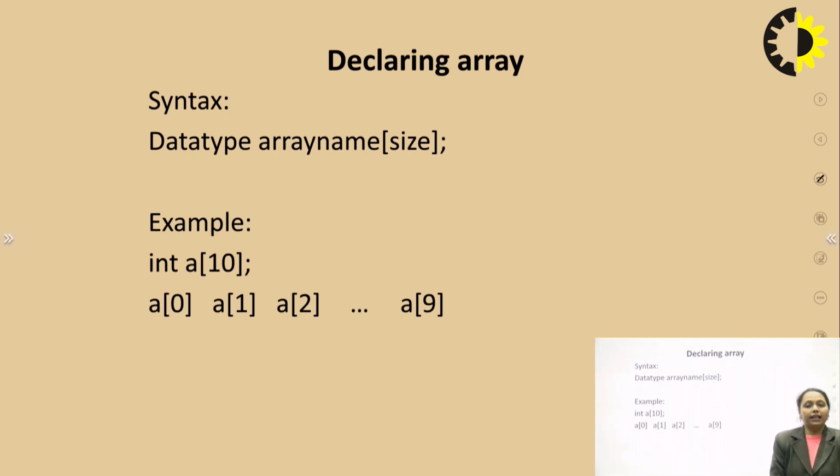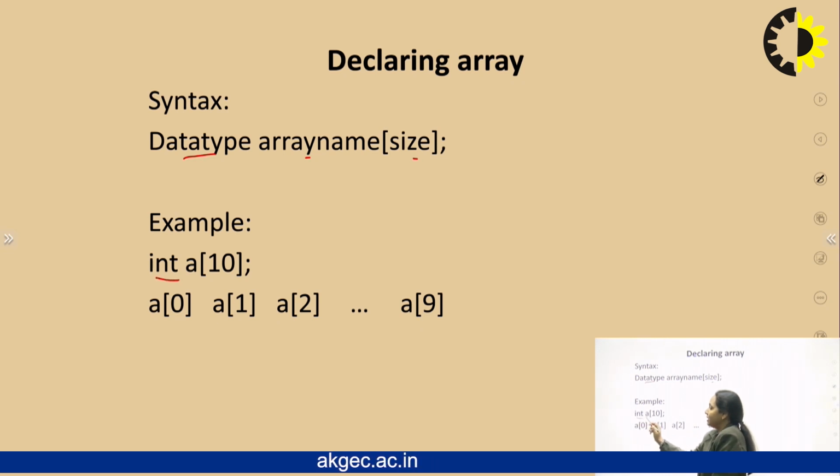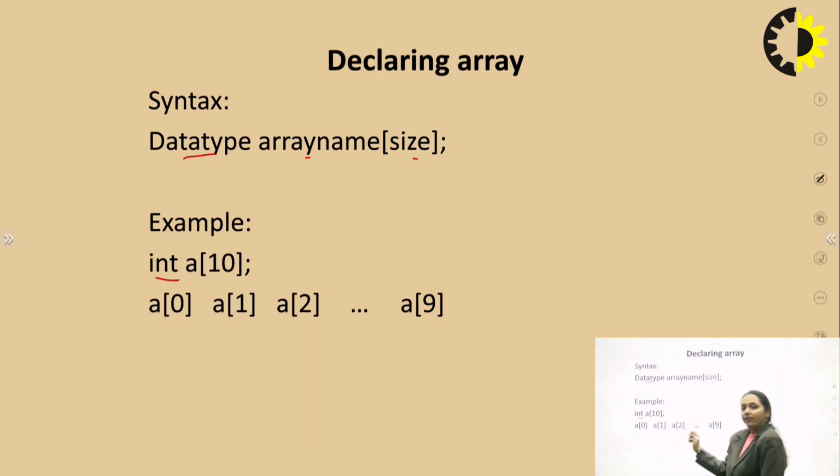So how to declare an array in a program? The syntax for declaring an array is data type, array name, and the size. For example, if I want to store 10 different integer values in a program, an array is declared as int a[10]. Here int is the data type, because I want to store 10 integer values, a is the array name, and 10 is the total number of values being stored within that array. So how will the array recognize different elements?